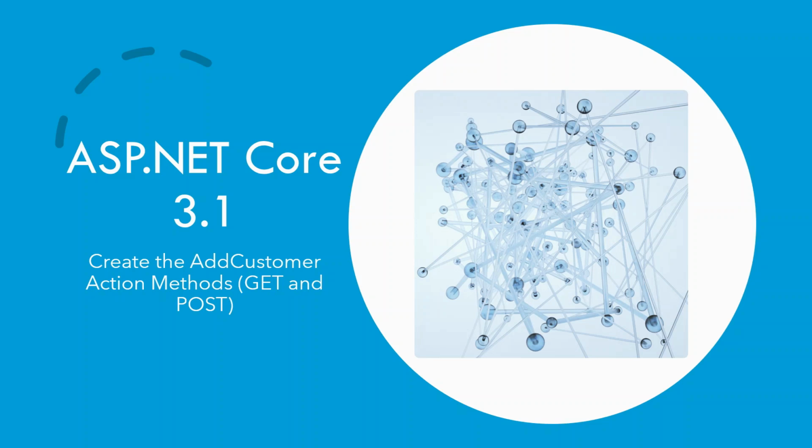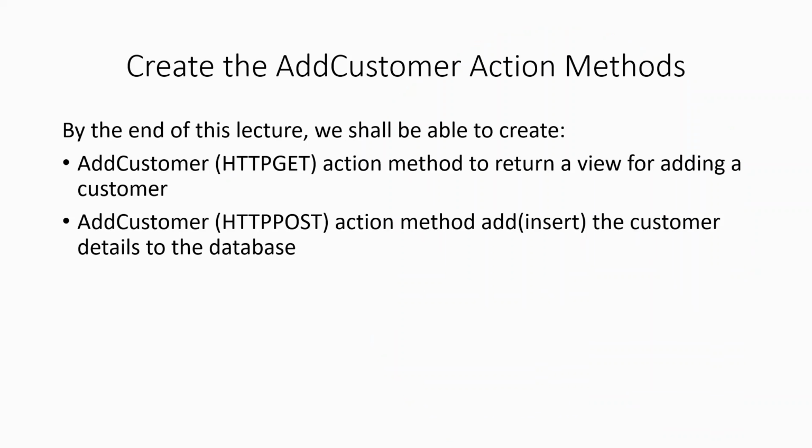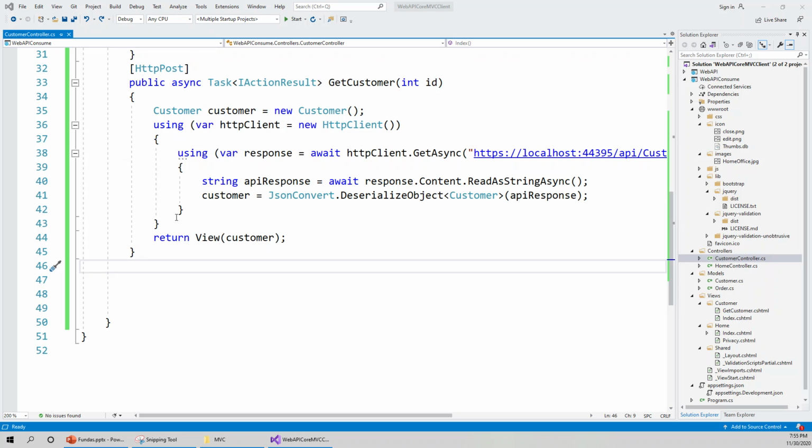And let's see what we are going to do today. So by the end of this lecture, we shall be able to create the add customer HTTP GET action method to return a view for adding a customer, and an add customer HTTP POST action method which can add or insert the customer details to the database. So let's flip over to Visual Studio.